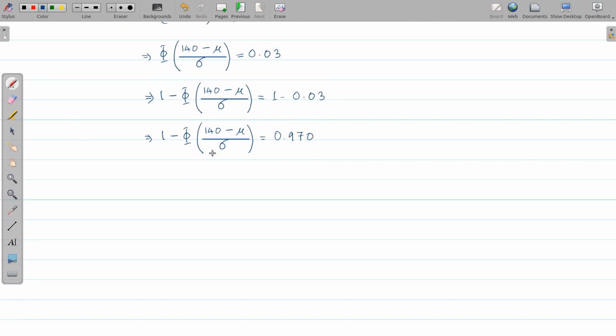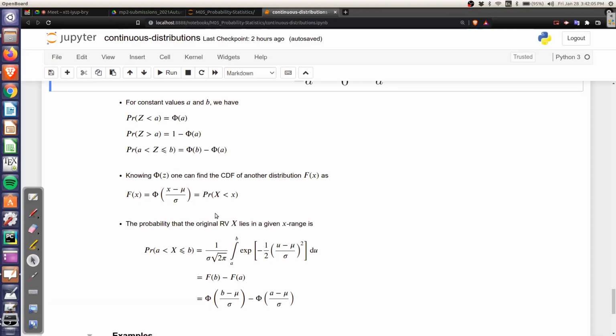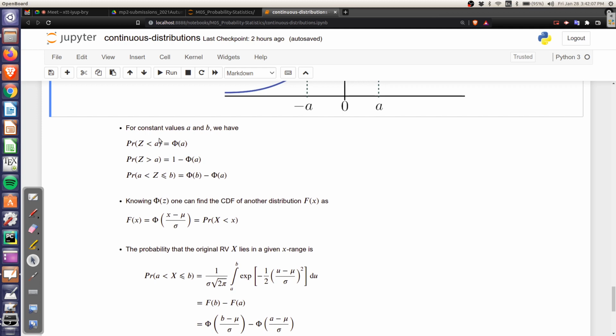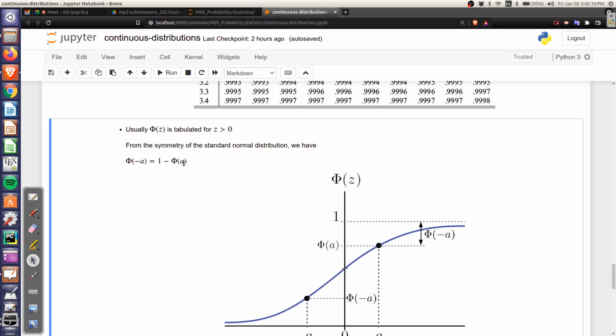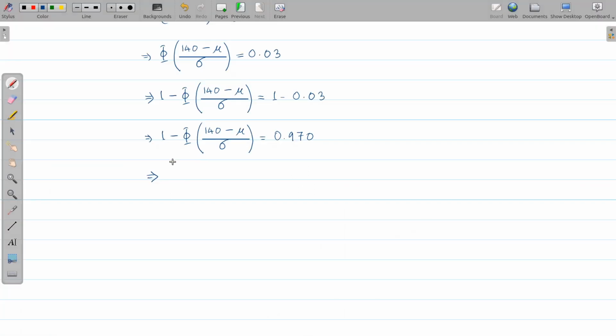Now what is this going to be equal to? We already know this result: 1 minus phi of a is equal to phi of minus a. So this is equal to phi of the negative of this quantity, which will simply become mu minus 140 divided by sigma. So this is going to be equal to 0.970.